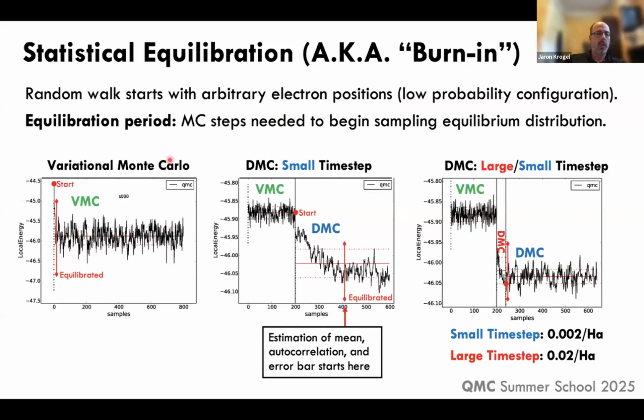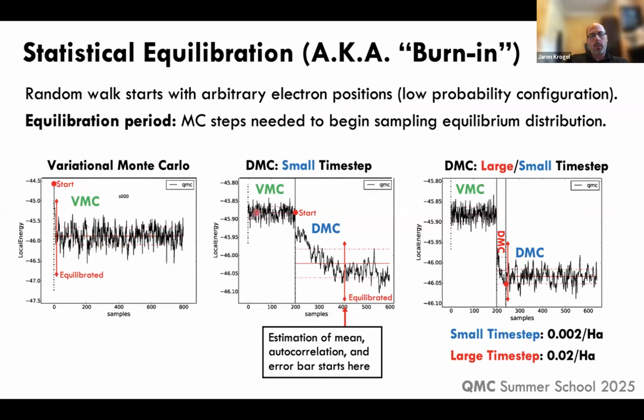Here I show a variational Monte Carlo time series where the equilibration time is rather short. It's been estimated here. It doesn't have to be this short. Sometimes VMC can start further away, but it's careful to monitor this.